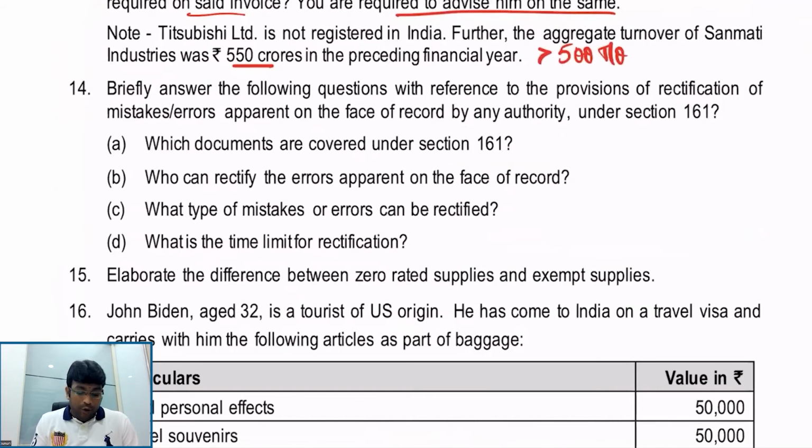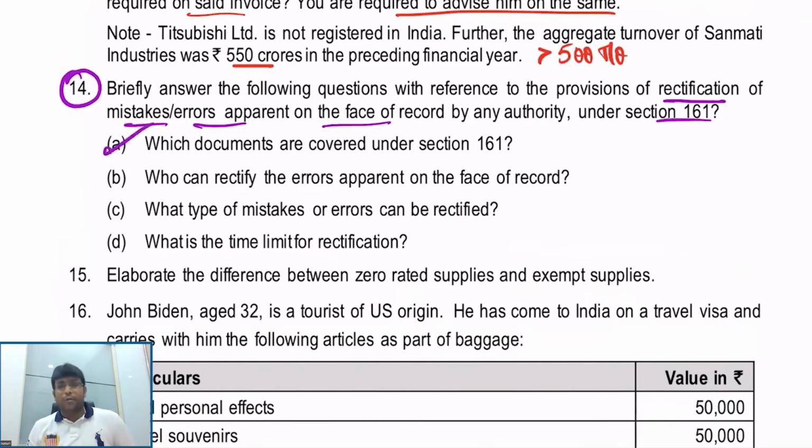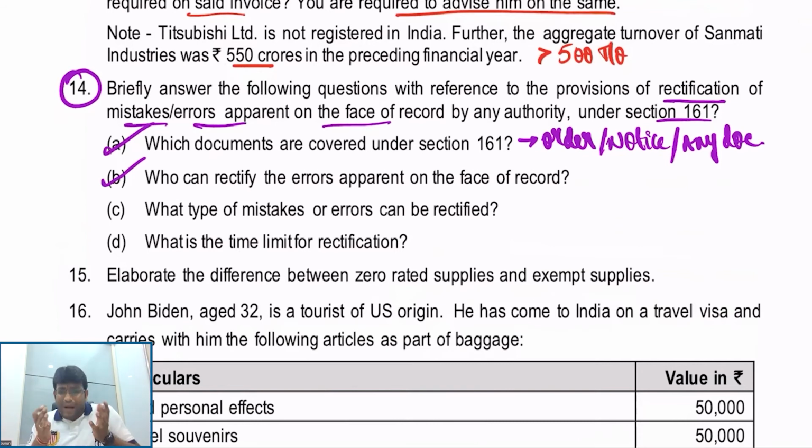Let's look at question number 14. Briefly answer the following question with reference to provisions of rectification of mistake or errors apparent on the face of record. Under 161, which documents are covered? Basically, it covers any decisions, orders, notices, everything. Any decision, any order, any notice, any certificate, or any other document is covered. Getting clarity, my dear friends? And who can rectify the errors apparent on the face of record? Who will rectify is who has passed that order, who has passed the decision. They will only rectify the mistake apparent from record.